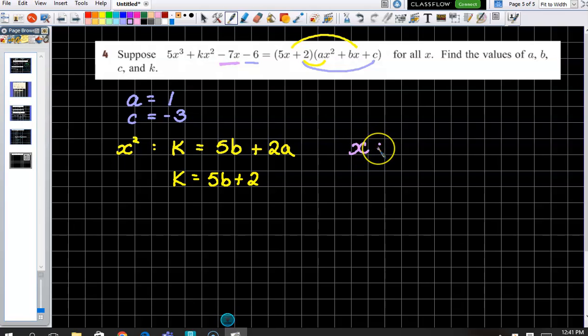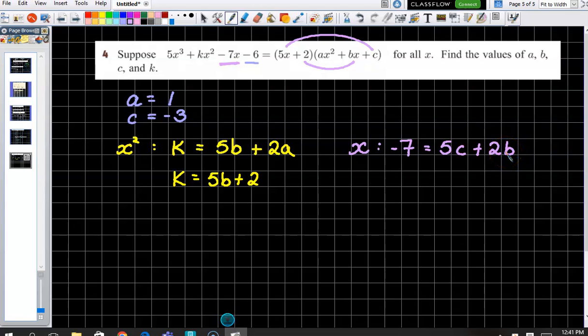We go x. What is the coefficient of x on the left-hand side? Insulting question, you can all see. Minus 7. What are the coefficients of x on the right-hand side? So how do I get just plain old x on the right? Well, 5x times the constant, so that's going to be 5c. Do I get just a plain old x any other way? 2b.